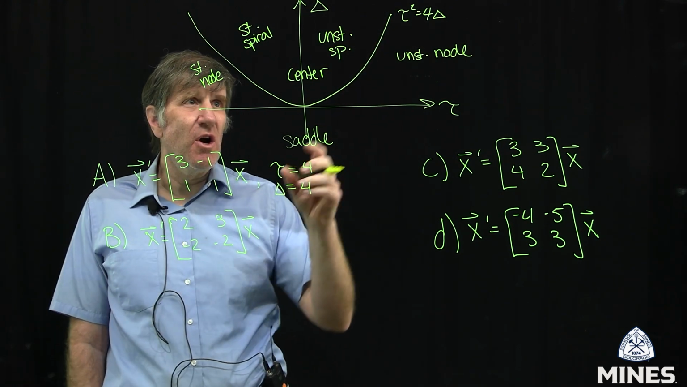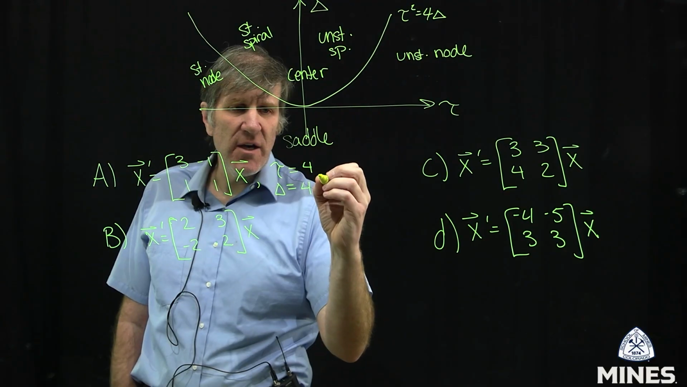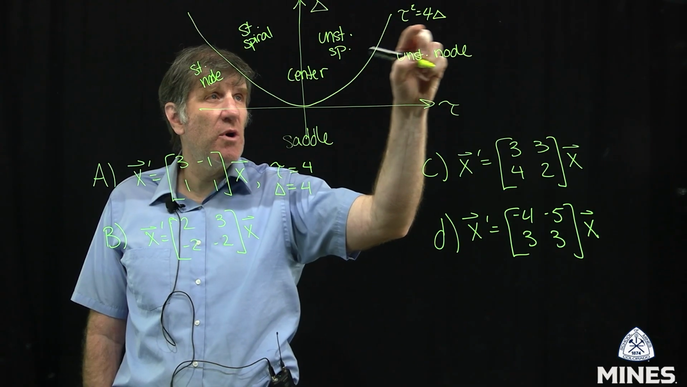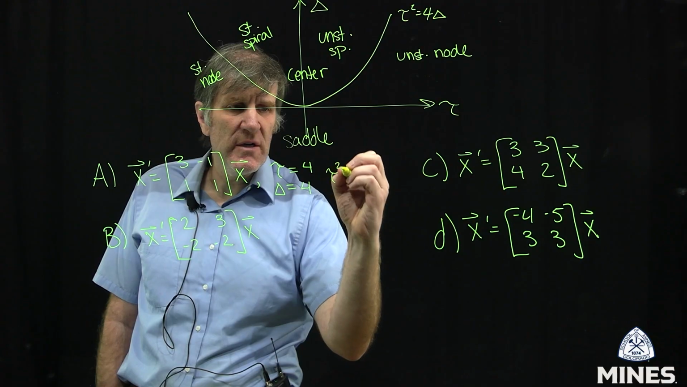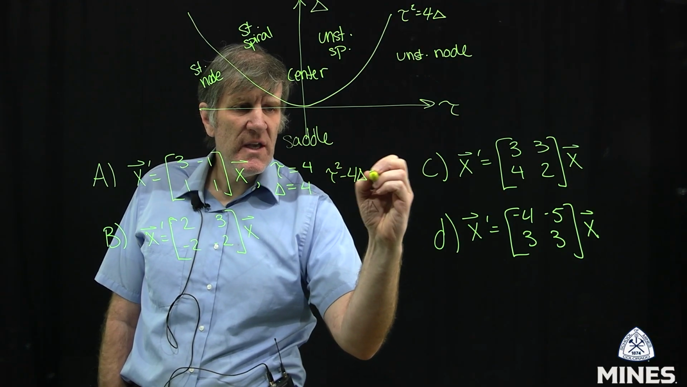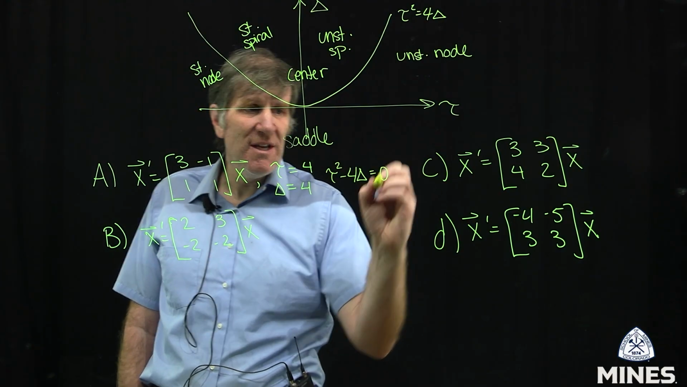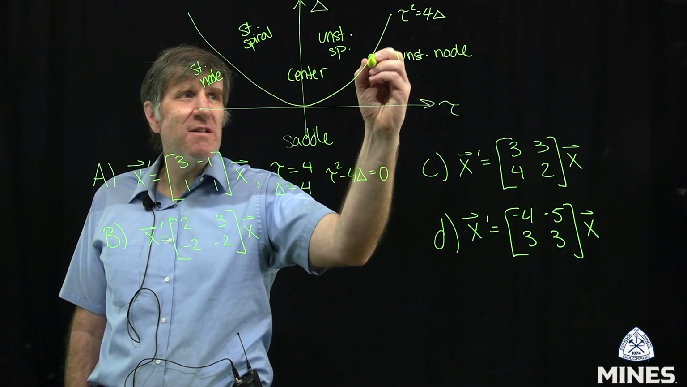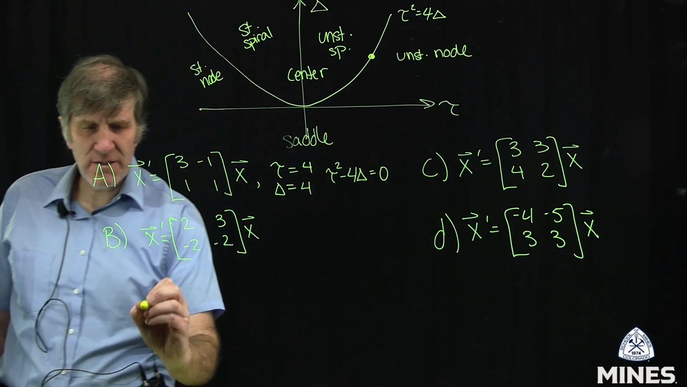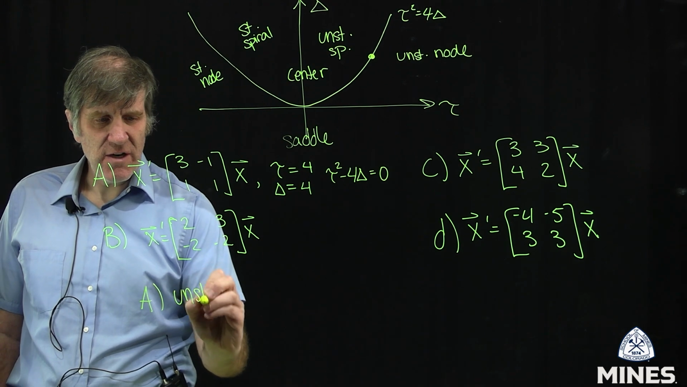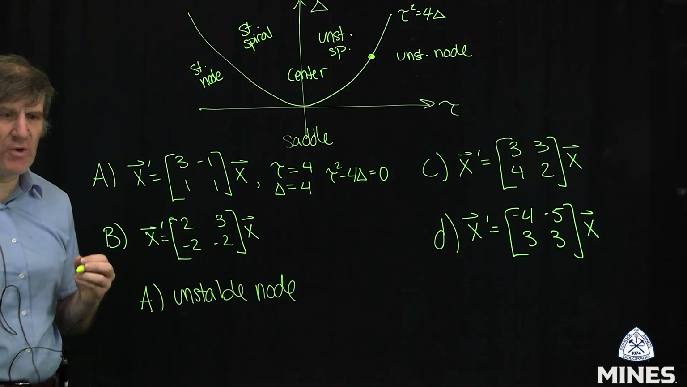We're in this quadrant here where things are unstable. And the question is, are we an unstable spiral or an unstable node? We answer that by looking at whether we're above or below this parabola, tau squared equals 4 delta. So we look at tau squared minus 4 delta. Tau squared is 16 and 4 delta is 16, so tau squared minus 4 delta is 0. That means we're right on this line, which makes us an unstable node. So A, I'll write them down here, is an unstable node.